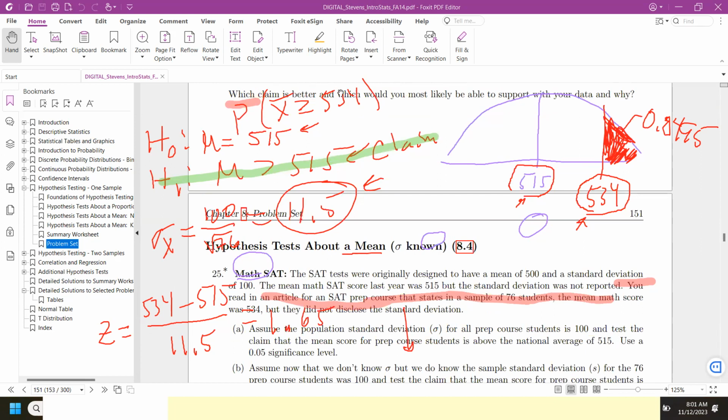Let me get a pointer so you can see that. See, they said a 5% level of significance, and because my p-value is less than 5%, that means I'm going to reject H0. This is far enough away from that mean of 515 to say that something statistically different is happening with those students that are taking the SAT prep course, at least for this sample of 76 students. Okay, so we reject H0.